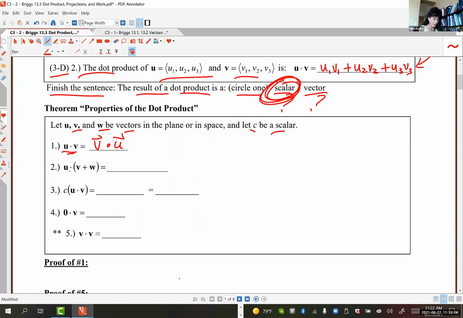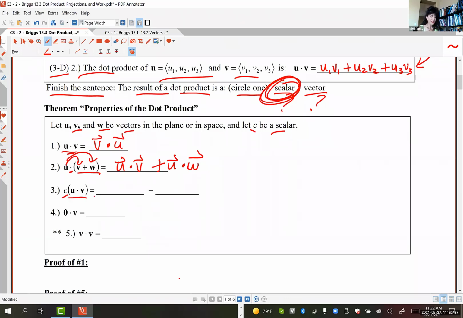If you take the dot product of U with the sum of two vectors, you can either do it just like that. That's fine, nothing wrong. First do the V plus W, then do the dot product. But if you want to, it's legit to distribute: U dot V plus U dot W.